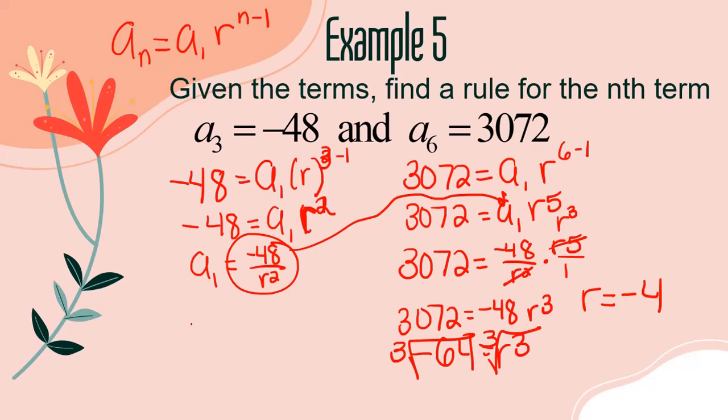Well, I can start writing my formula now then, right? So a sub n is equal to, well, it's negative 4 to the n minus 1 power. I don't know the first term, though, do I? How can I find that? What can I do? Well, I can just plug it back in, can't I? I can just plug it in here. Well, I know negative 48 over negative 4 squared, 16. So what is negative 48 over 16? Negative 3. So my first term is negative 3.